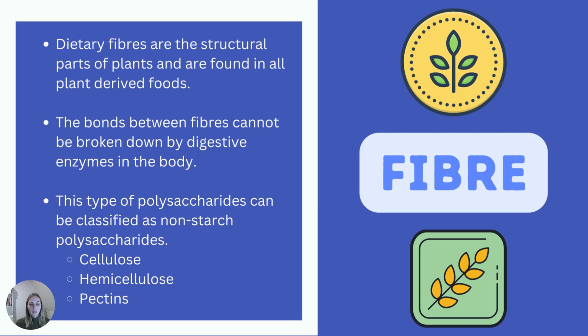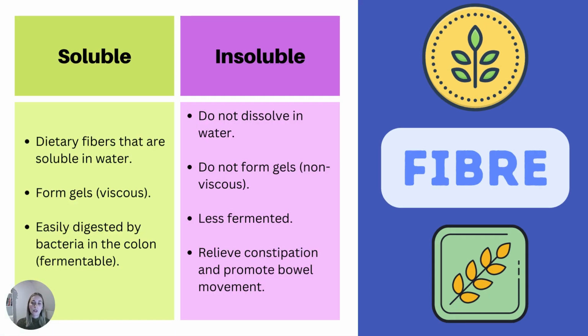The bonds between fibers cannot be broken down by digestive enzymes. Bacteria, however, can digest it a little bit. So the types of polysaccharides that we're talking about within fiber are classified as non-starch polysaccharides. So your cellulose, hemicellulose, and pectins. So fiber can be classified into soluble and insoluble.